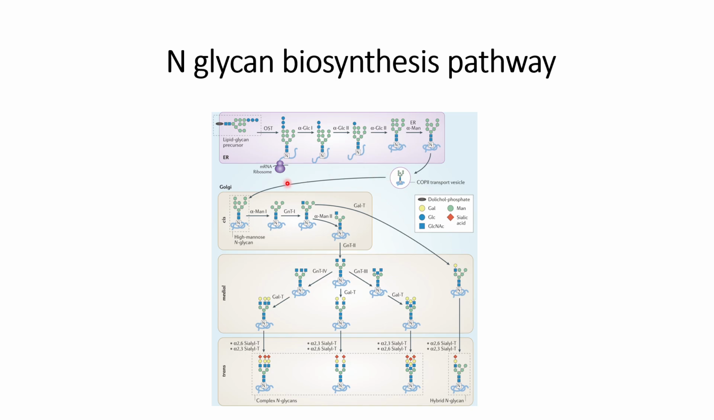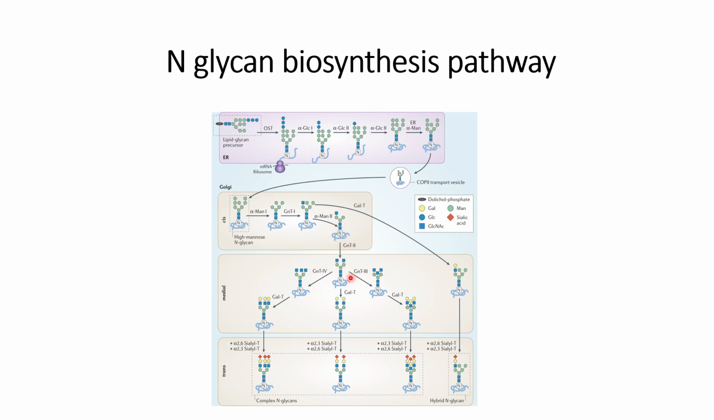These COPII transport vesicles move the protein into the cis part of the Golgi, where further trimming of mannose takes place with the help of alpha mannosidase 1. GNT1 then results in the addition of GlcNAc to the glycan structure, and alpha mannosidase 2 will trim off further mannose in this cis Golgi region.